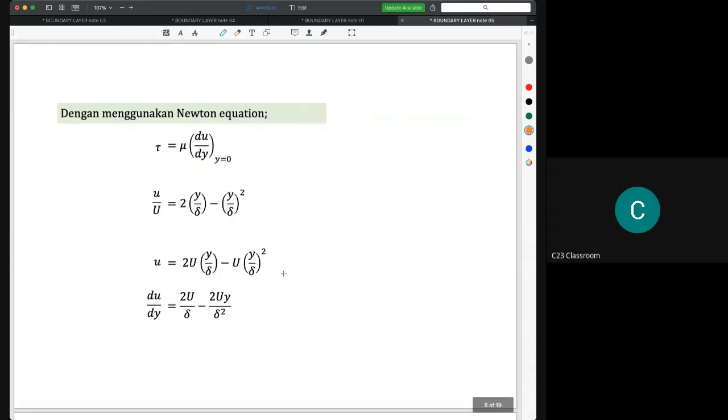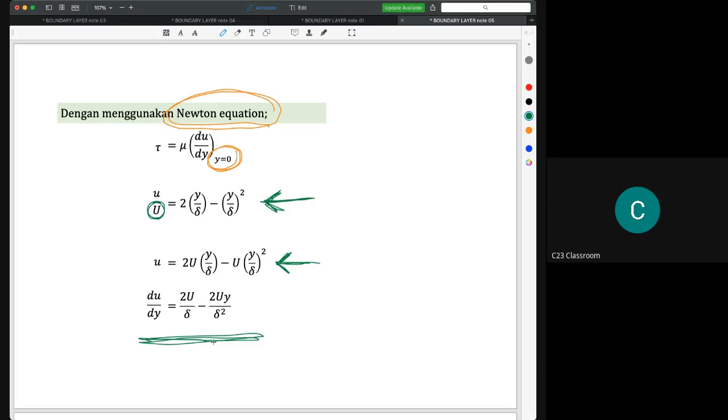Okay, and then the second step, we calculate using the idea of the Newton equation. We know the Newton equation is tau equals mu du dy at y equal to 0. First, we have our velocity profile u over U, and we bring the capital U to the right hand side. So we have u equal to U times y over delta minus y over delta squared. From this equation, we can calculate the value of du dy, so we have du dy equals 2U over delta minus 2Uy over delta squared.